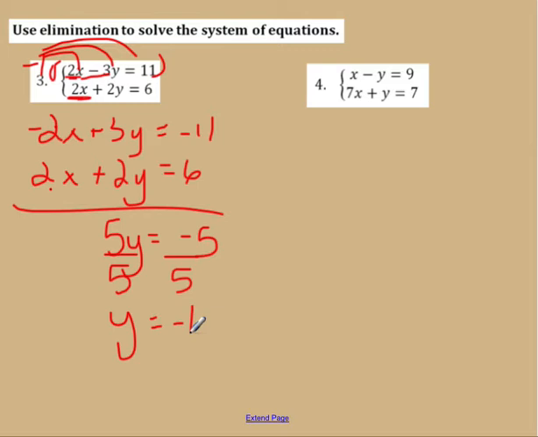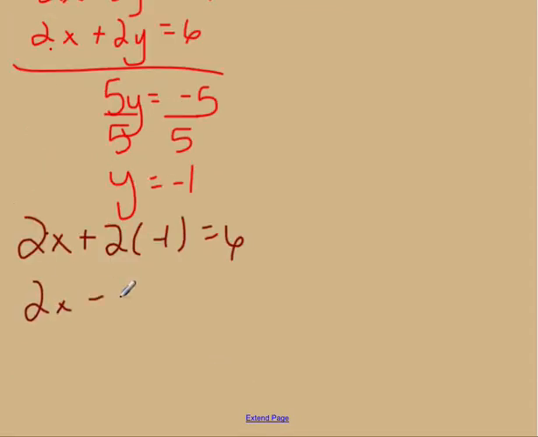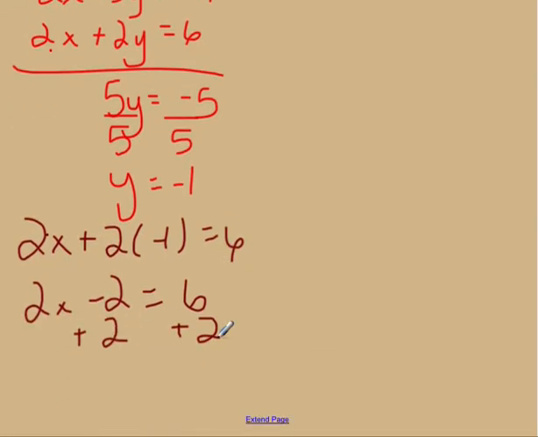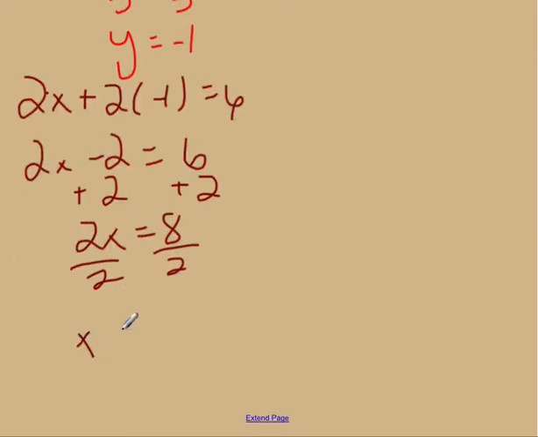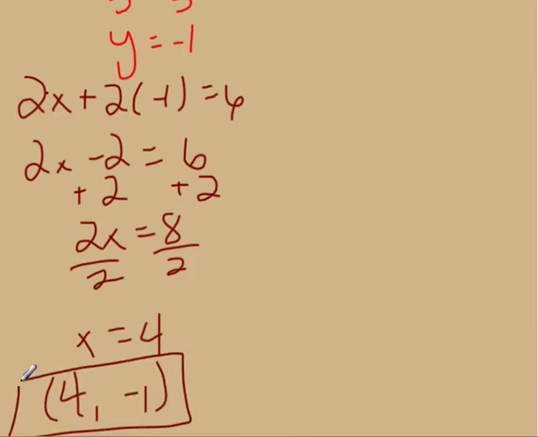So now I want to plug in for one of these y's to solve for x. I'm going to choose the second equation. It doesn't matter which one you choose. So I have 2x, and now instead of y, I'm going to put negative 1, is equal to 6. So then 2x minus 2 is equal to 6. So I'm going to add 2 to both sides. So I get 2x is equal to 8. Divide both sides by 2. And I get that x is equal to 4. So writing out my coordinate point, I have 4, negative 1 as my final solution.